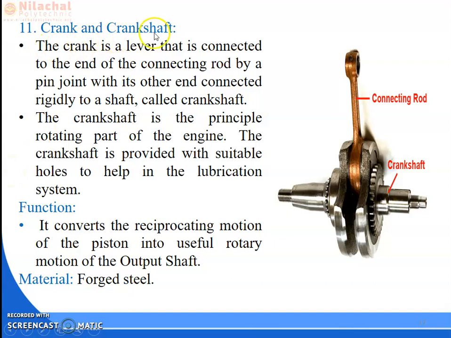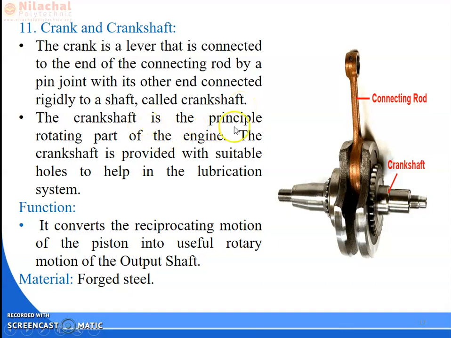Then the crank and crankshaft. See, this is the smaller end, this is the bigger end. The bigger end is connected to the crankshaft through the crank pin. The crank is a lever that is connected to the big end of the connecting rod by a pin joint. That is known as the crank pin. The other end is rigid to the shaft called the crankshaft.